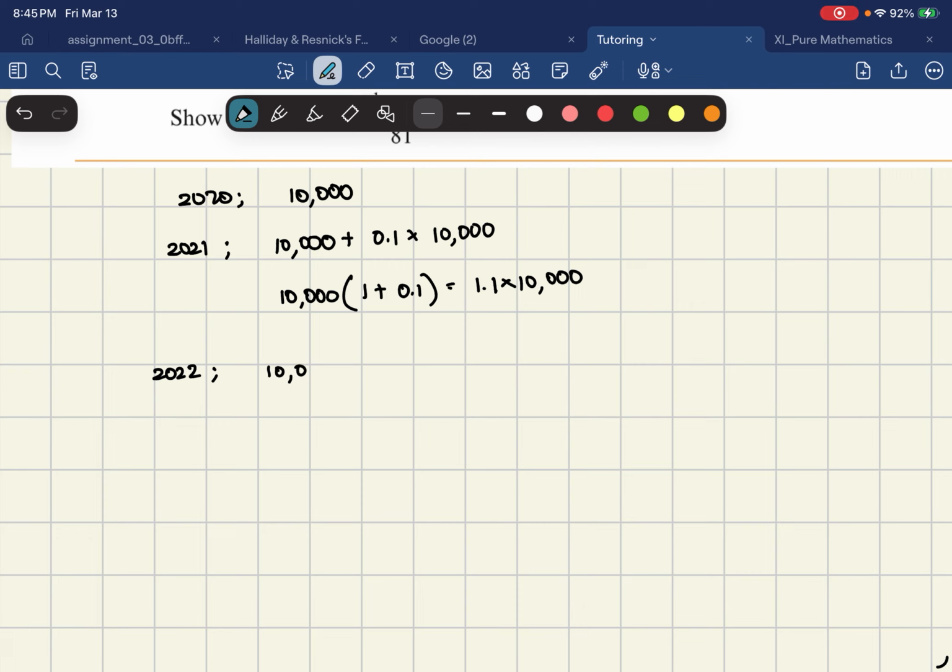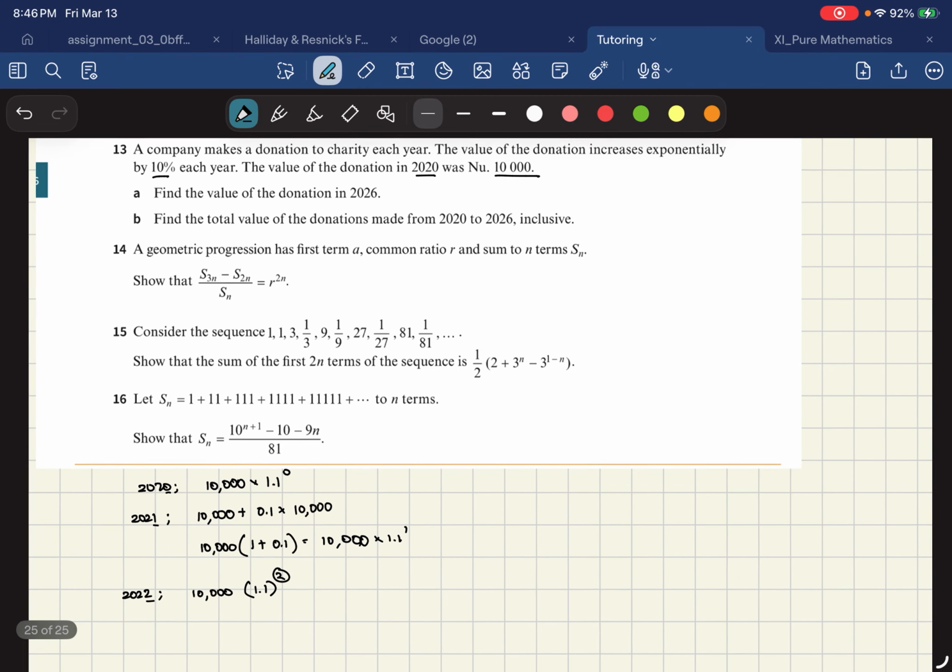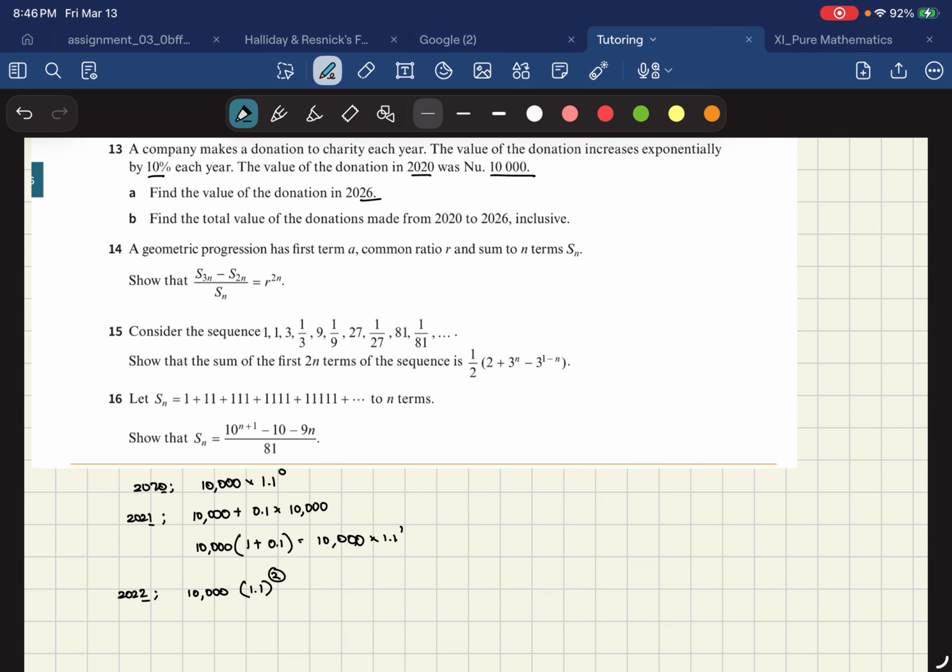So 10,000 times 1.1 squared. I'm just going to use the end numbers as reference here. 2 corresponds to 2, 1 corresponds to 1 here. So this is just 10,000 times 1.1 to the power 1, and this was 1.1 to the power 0. So the end numbers of the years correspond to this. That is just a helpful cue. It's not applicable to all the questions, right? If we were going to 2030, then we wouldn't be able to use this. But since we're within 2020, we can use this idea.